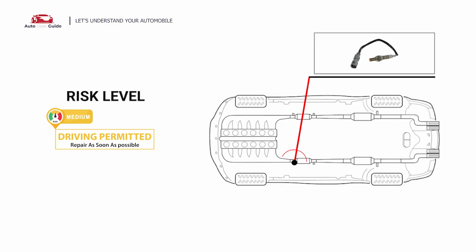This engine code indicates that the engine control module, ECM, has detected that the oxygen sensor in this specific position is not providing a voltage reading within its expected operational range. Under this circumstance, short-distance driving is permitted, but your vehicle should be repaired as soon as possible.